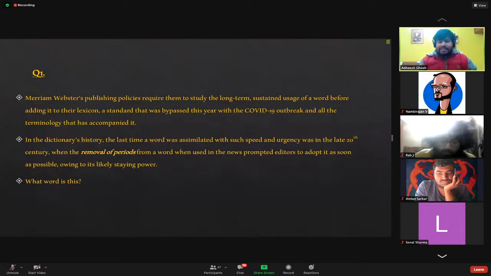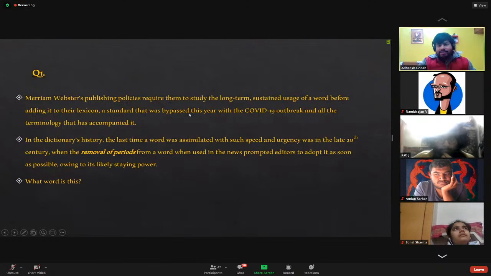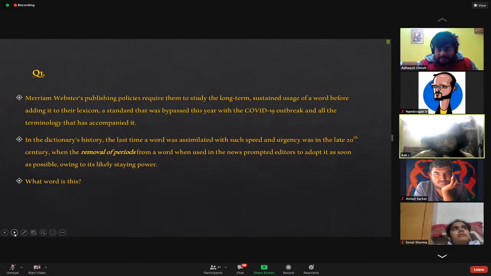So the last time that something like this happened, that they bypassed standards to add a word into the dictionary, was back in the late 20th century, and that was because this word, when it was being used in the news, they were removing periods from this word. So think about words that might have periods within them, and nowadays when you use this word, it doesn't have those periods usually, and so they adopted this word into the dictionary. So I simply need you to tell me the word. Again, look at all the context that I'm giving you here and try and figure out what the word might be. Adheesh, yes. Can you help narrow the answer?